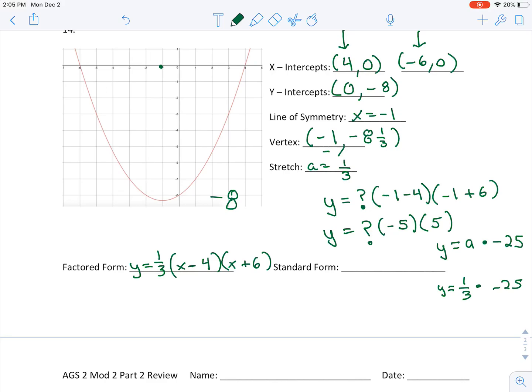Standard form. Okay, this is where it helps to look at the thing that I drew up again, which said that we're going from factored form to standard form with FOIL. So I need to FOIL this, x minus 4 times x plus 6, and then I need to multiply it by a third. So that's going to give me x squared plus 6x minus 4x minus 24, which equals x squared plus 2x minus 24.